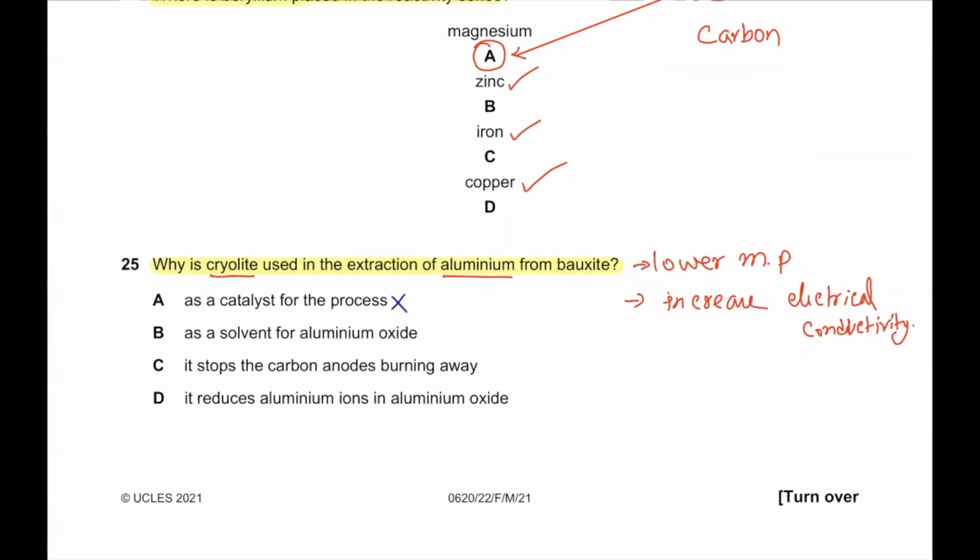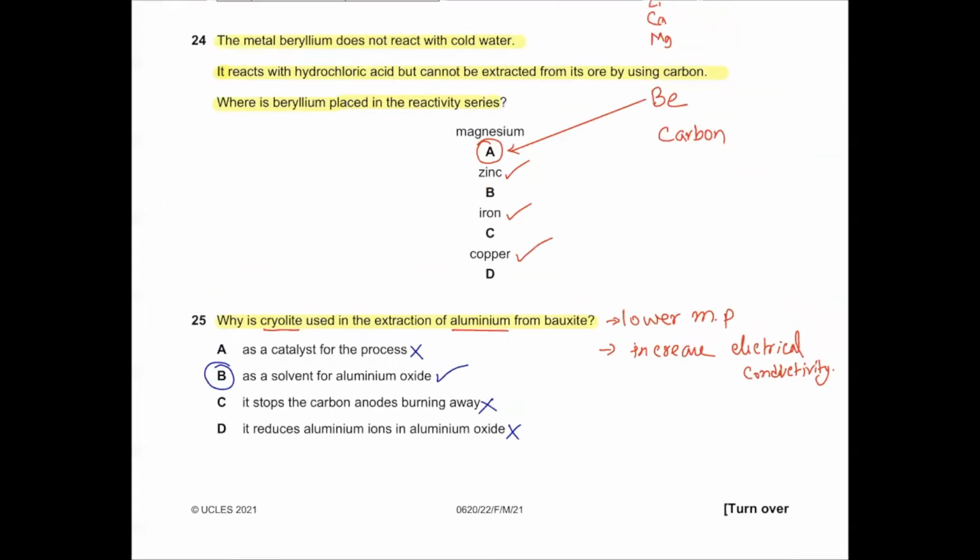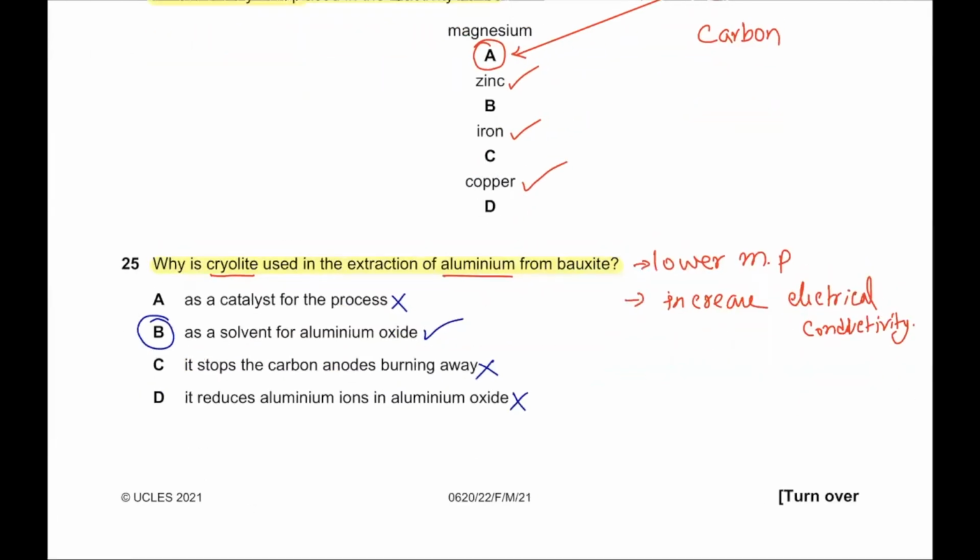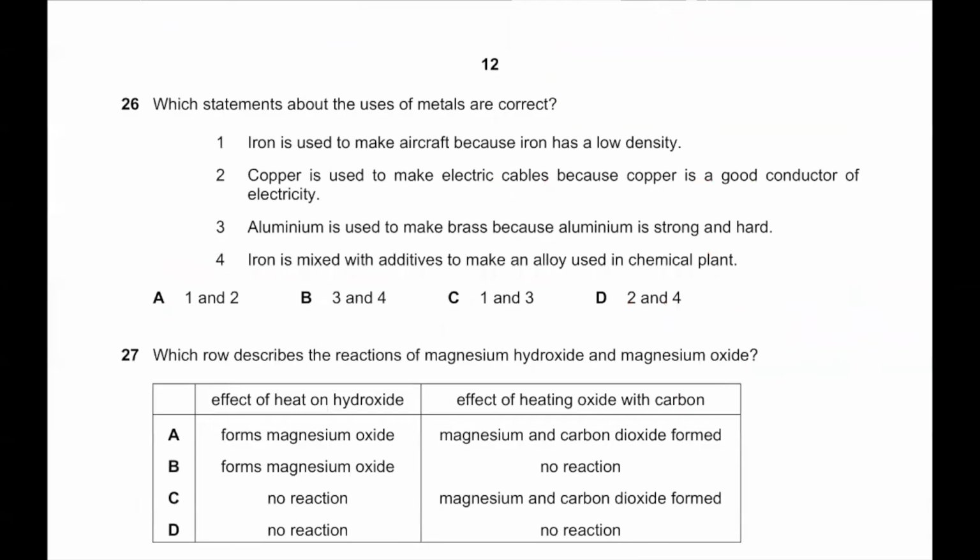No, it is not used as a catalyst. It acts as a solvent for aluminium oxide. Yes. Because we lower the melting point using cryolite, it can act as a solvent. It stops the carbon anodes burning away? No, it doesn't. It reduces aluminium ions in aluminium oxide? It doesn't do that. So B: it acts as a solvent. It lowers the melting point, it acts as a solvent, and it increases electrical conductivity.